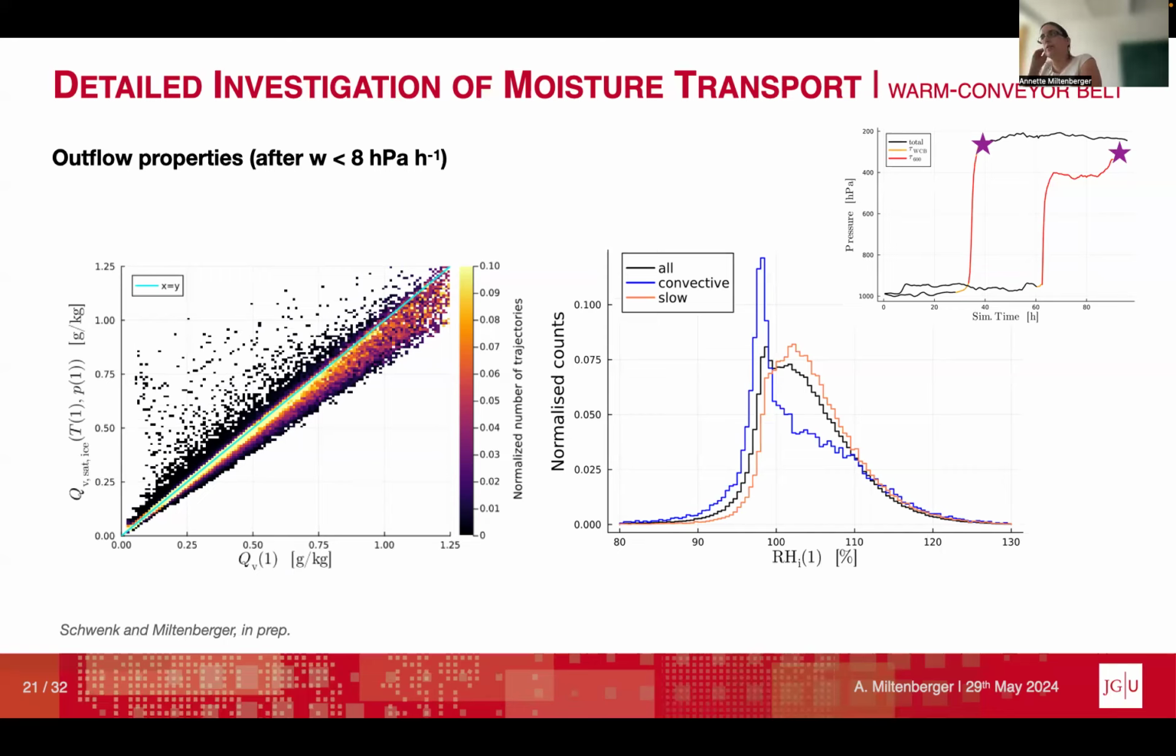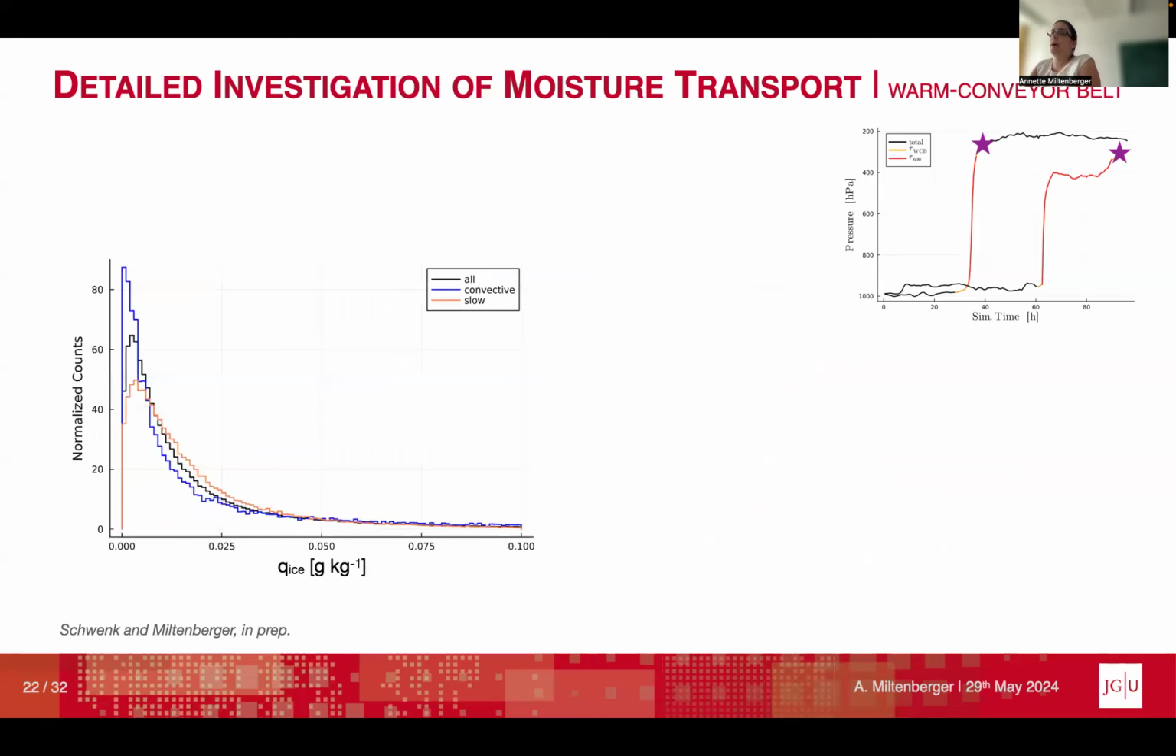If we look at the relative humidity over ice, we also see this. We have a very strong peak just right around 100%. Although now we already see a bit of a difference between the convective and the slow ascending trajectories. So in the convective trajectories, we have this very strong peak just below saturation with respect to relative humidity over ice, whereas in the slow trajectories, we have this broader peak that is centered slightly above 100% relative humidity. How do the hydrometeors look like?